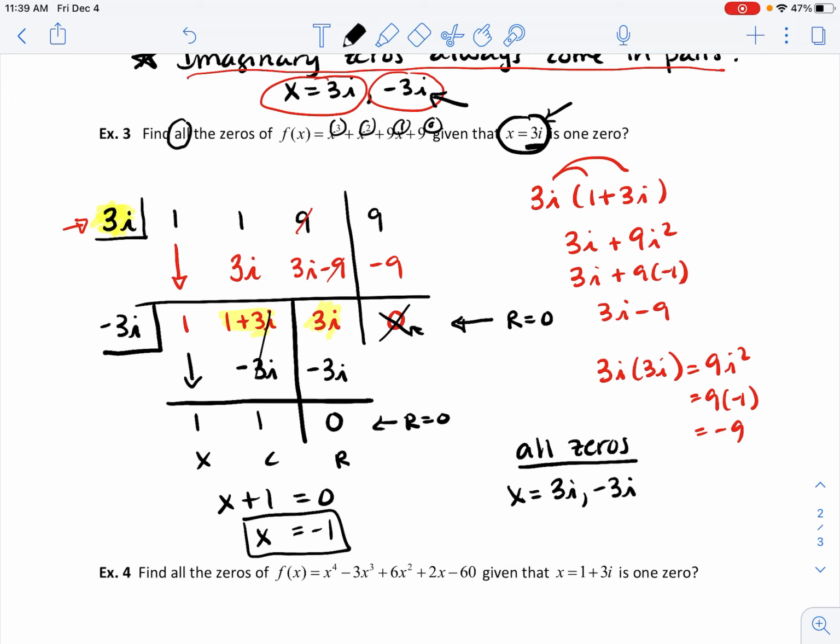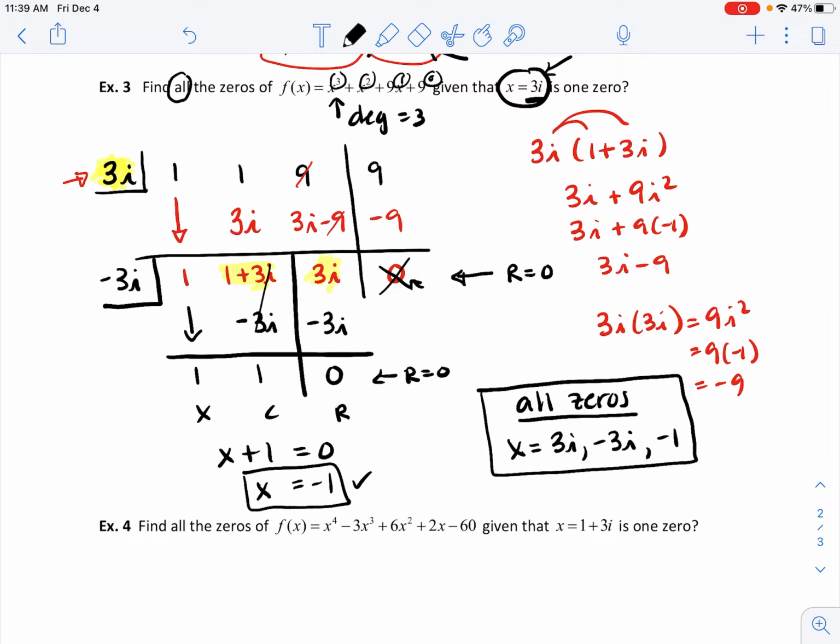Because they always come in pairs, okay? And then it's x equals -1, the one that I found. I found 3 zeros. The degree of this polynomial was 3. I need to have the same number of zeros as the degree of the polynomial. All right? Super cool. Okay, let's do one more.